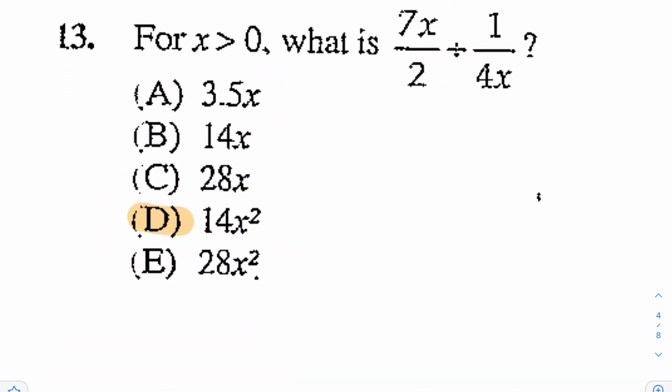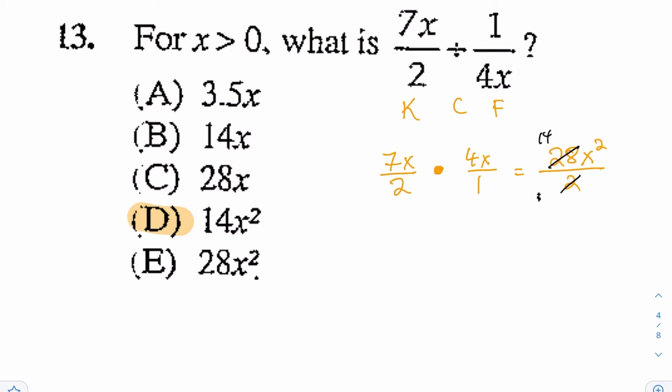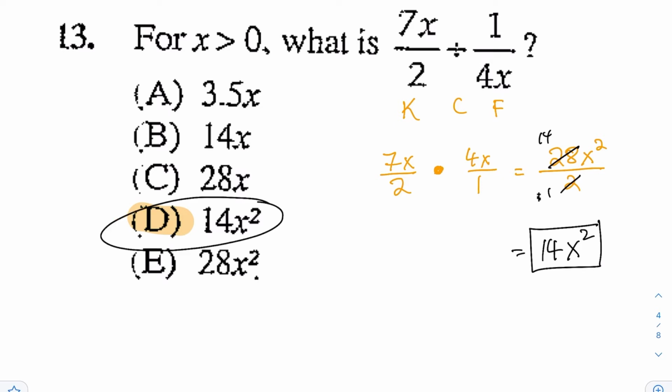All right, next for number 13, for x greater than 0, what is 7x over 2 divided by 1 over 4x? So here, when you're dividing by 2 fractions, you have to do keep, change, flip. That's going to give you 7x over 2 times 4x over 1. So 7x times 4x is 28x squared, and you divide that by 2. Now 28 and the 2 cross cancel to form 14 and 1. So your final answer is going to be 14x squared, which is choice D.